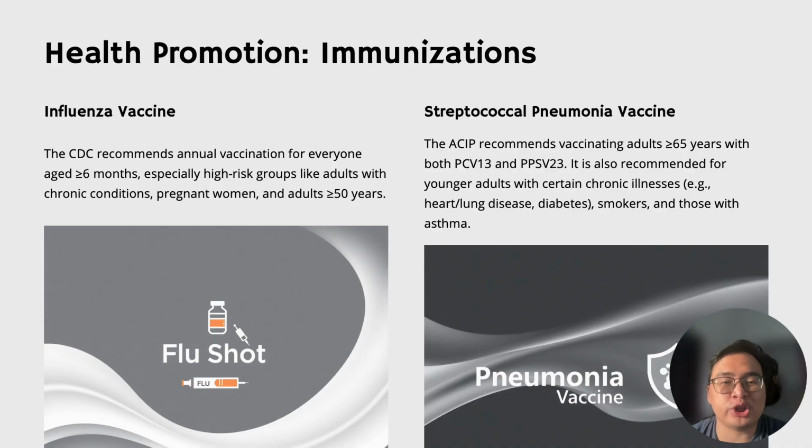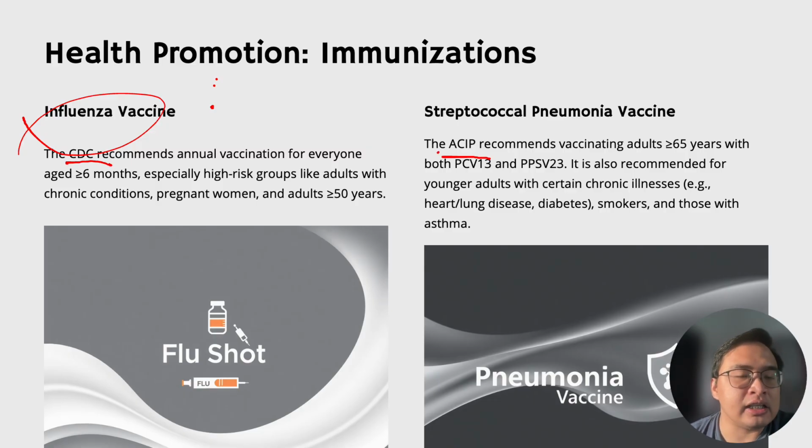And lastly, for the health promotion topics, let's talk about immunizations. So there are two which are most important, the flu vaccine and the pneumococcal vaccine. Okay, so the influenza vaccine protects against the influenza virus, not Haemophilus influenzae. Okay, just to clarify. So the Centers for Disease Control Advisory Committee on Immunization Practices advises that annual vaccination should be given for everyone aged 6 months or older. So it's for everyone, including you and me.